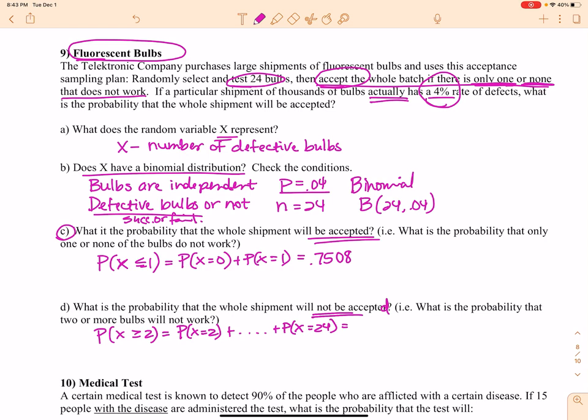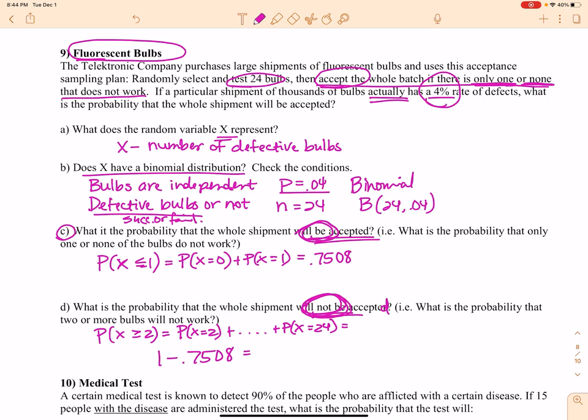So if I want to know the probability the shipment will not be accepted, isn't that the opposite of it being accepted? So that would just be 1 minus 0.7508. Isn't that exciting, kids? I like it. I think it's magical. Okay, so let me get my handy dandy calculator out here to make sure that I don't mess up my decimals.